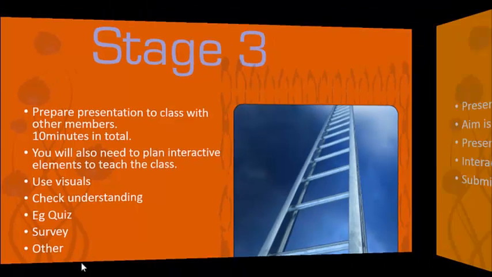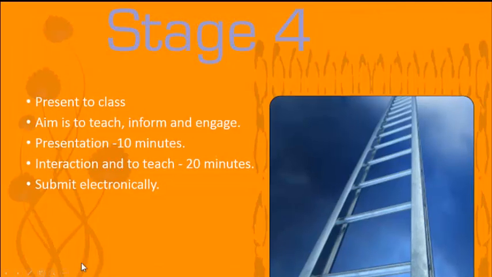So in stage 4, you're on stage, you're presenting to class. Remember, the aim is to teach, inform and engage. So a boring old PowerPoint with heaps of writing on it is going to put people to sleep. So use visuals, use different techniques. You know how you might learn the best. So try and engage the audience in exciting them and engaging them. And remember, the second part is also to interact and teach.